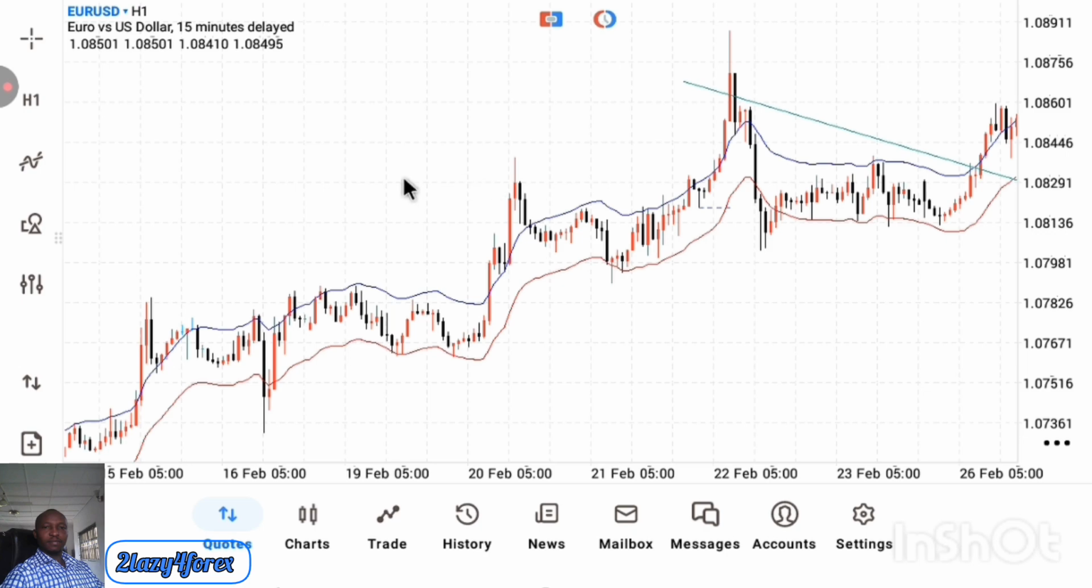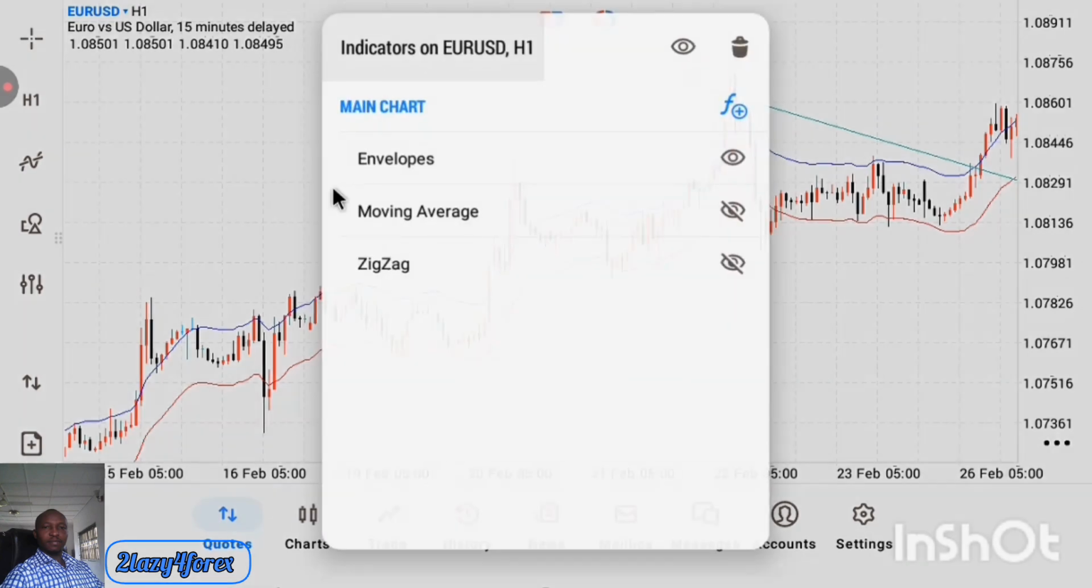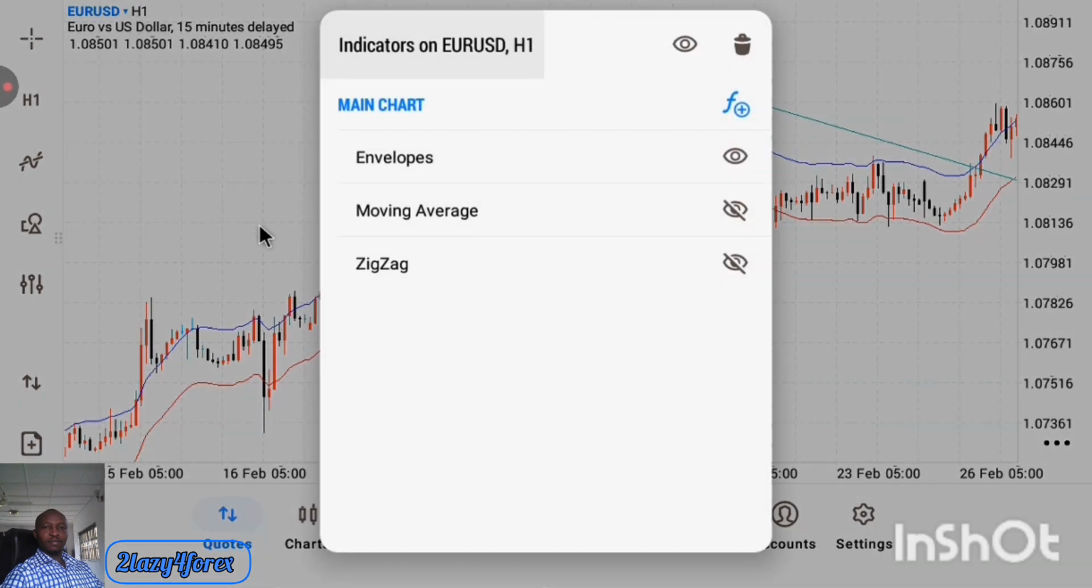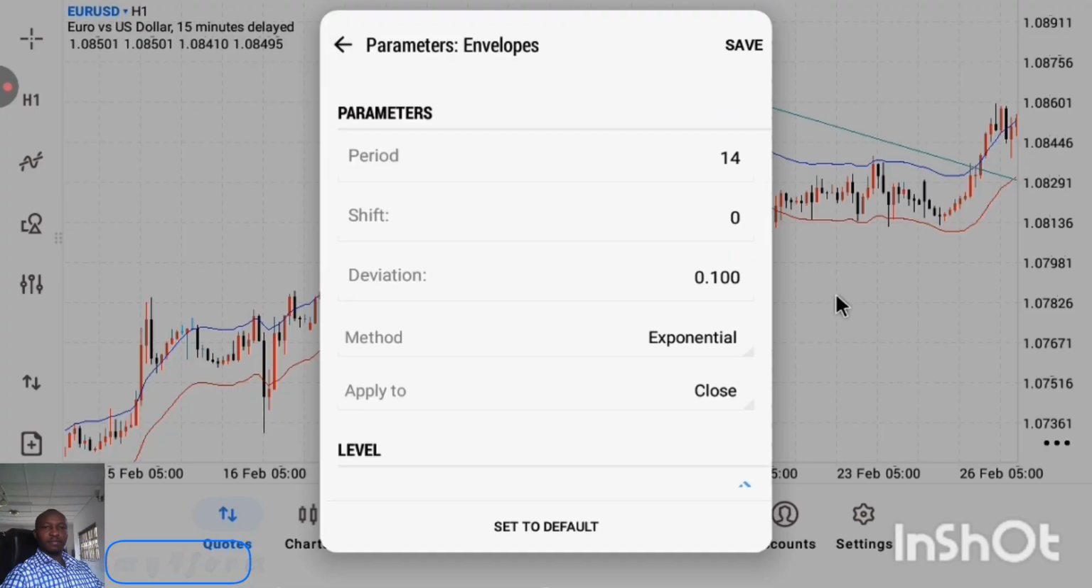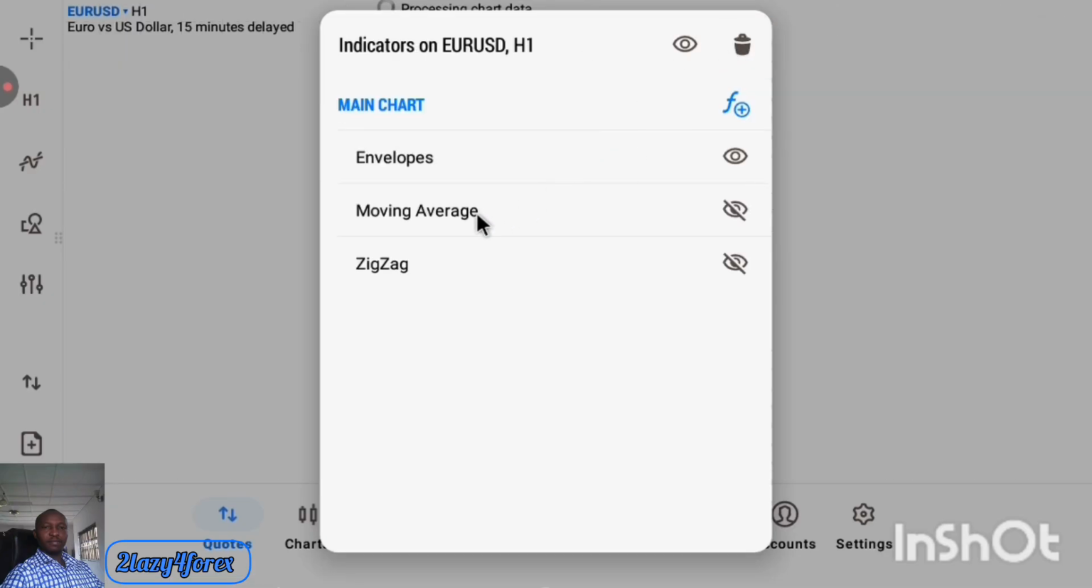So we are going to use the envelope. We are on the 1 hour chart, EUR/USD. We're going to use the envelope indicator with these settings: period 14, shift 0, deviation 0.100, method exponential, applied to close. That is the first indicator.